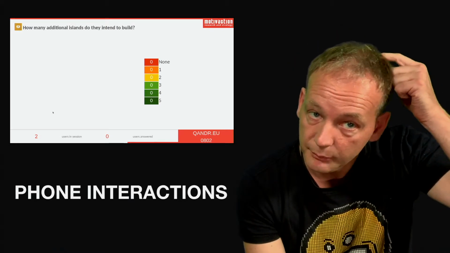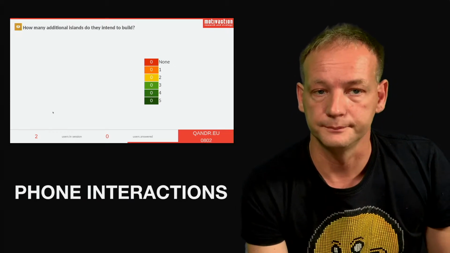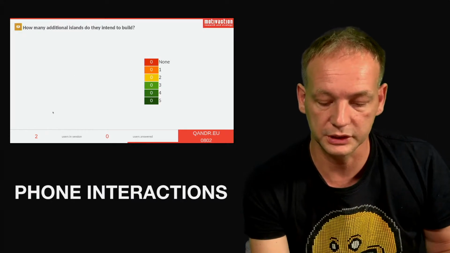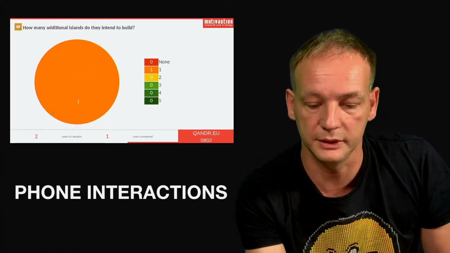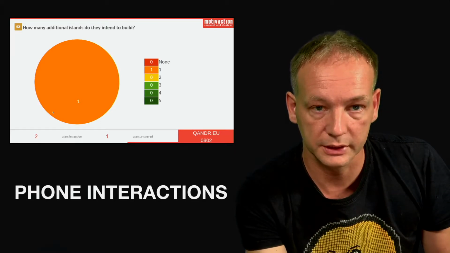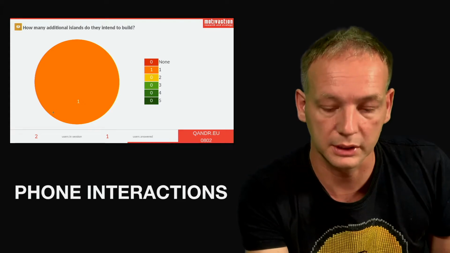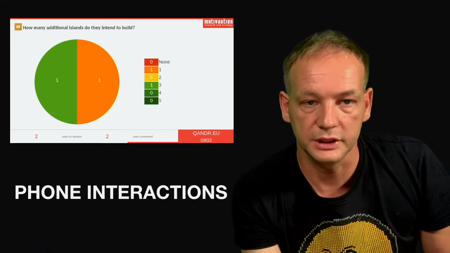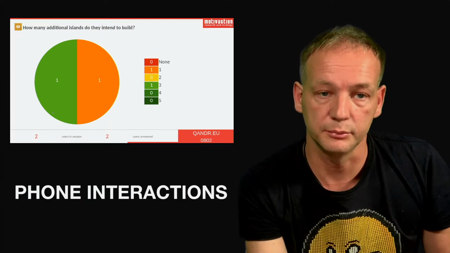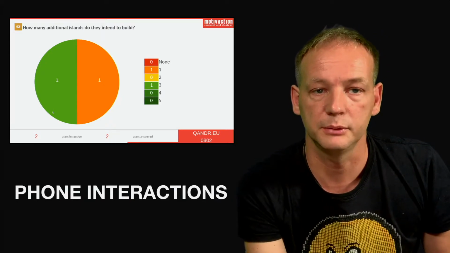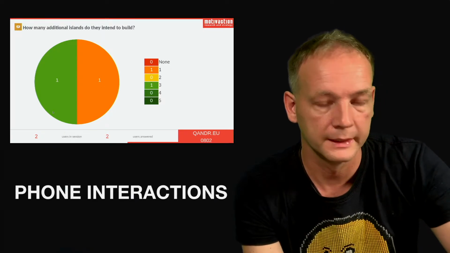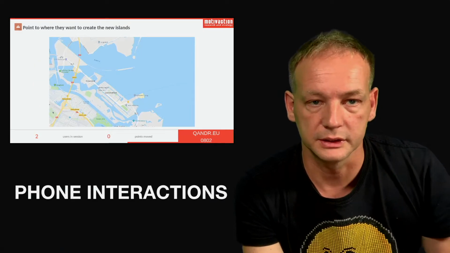We have the same kind of poll available, but now it shows the answer immediately. The question is, how many additional islands do they intend to build? My colleague already answered. I know the answer here. It's actually 3, so I will click this, and you see the results coming in immediately. So compared to the other one, it is peer influenced. It's a bit more fun because you see the interaction of the phones immediately. I'm going to the next slide.